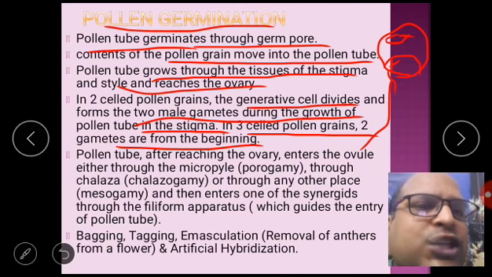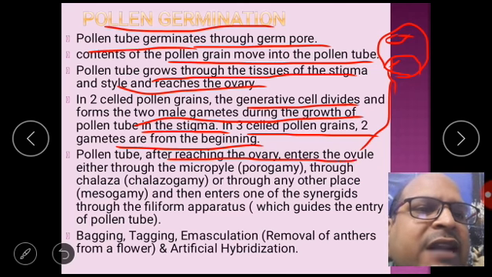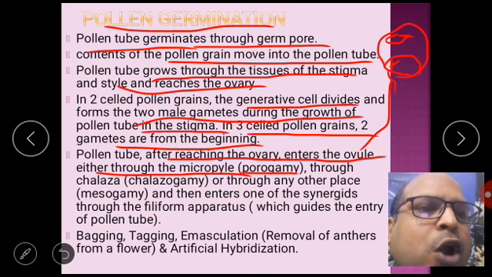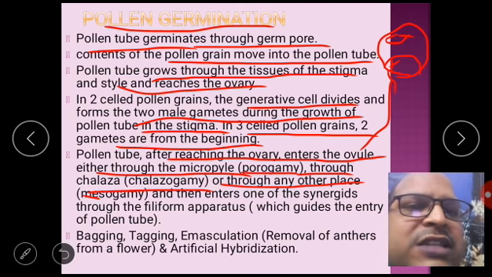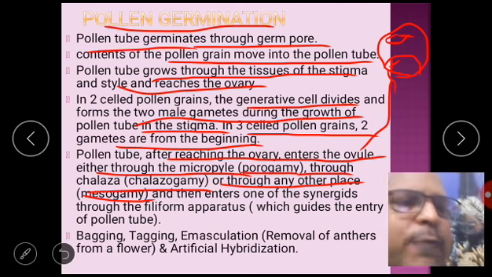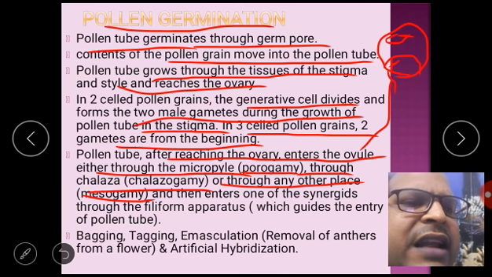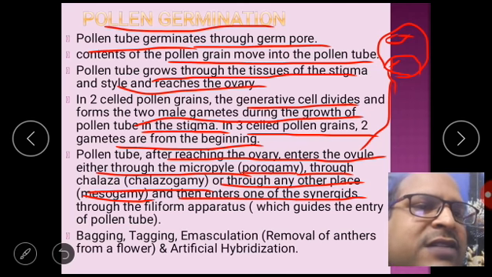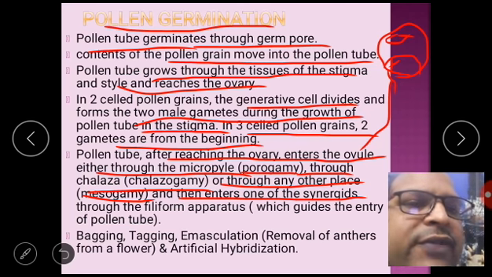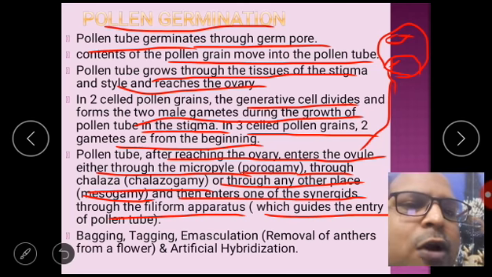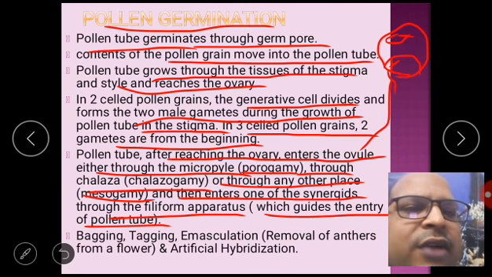Now the pollen tube, after reaching the ovary, enters the ovule either through the micropyle, which is known as porogamy, or through the chalaza, which is known as chalazogamy, or through any other place, which is known as mesogamy. Usually it is by the micropyle, so you must know that. Then it enters one of the synergids. That means the pollen tube enters the synergids through the filiform apparatus. This I have already told you. The filiform apparatus guides the entry of the pollen tube.